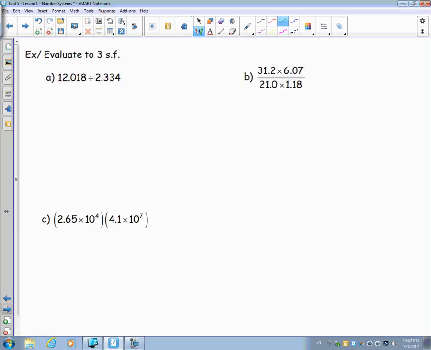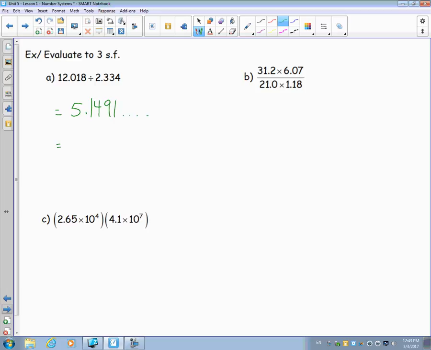So here's some calculations. Using our calculators, let's evaluate these to 3 sig figs. Okay. We generally show a pre-rounded answer and then our rounded answer. So my calculator types this in, 12.018 divided by 2.334, and I end up with 5.1491, and it keeps on going.